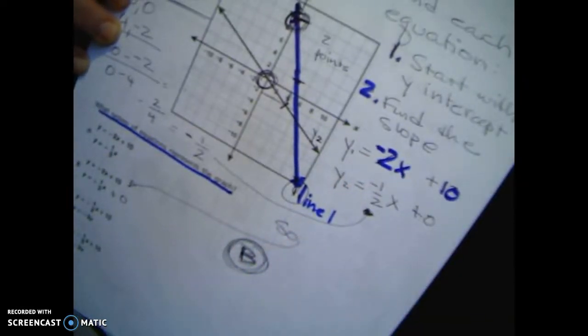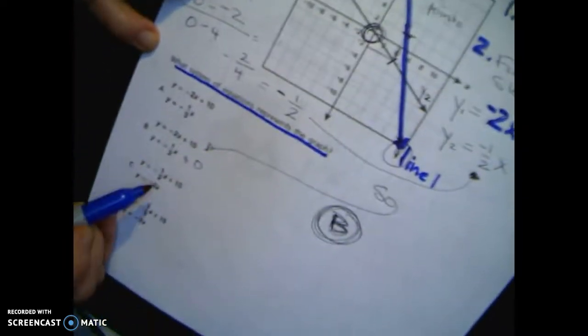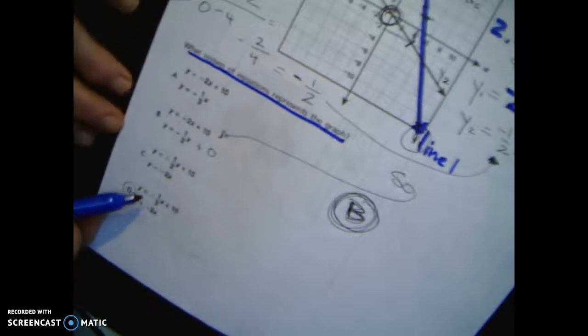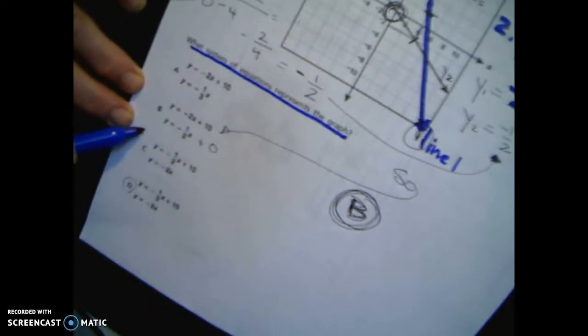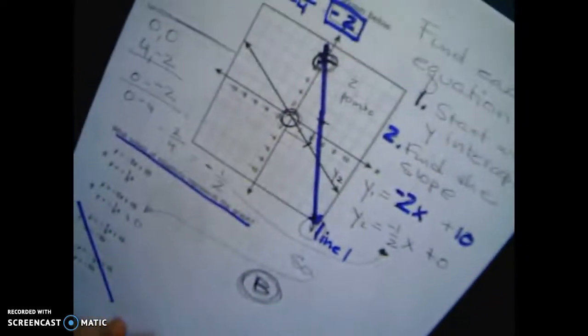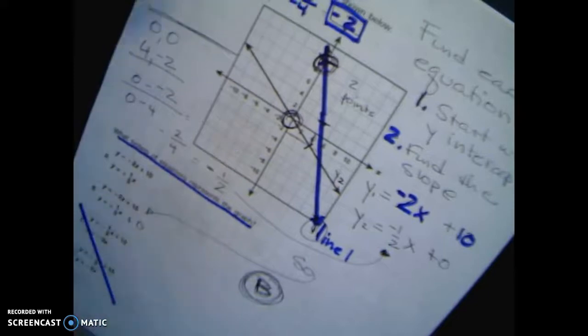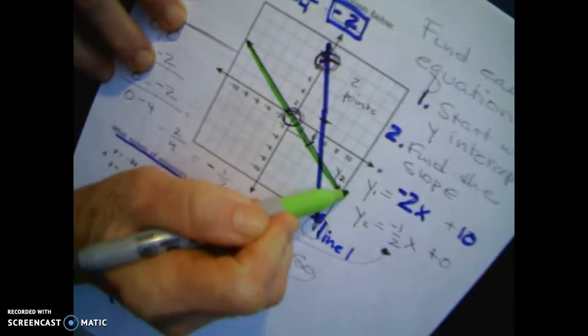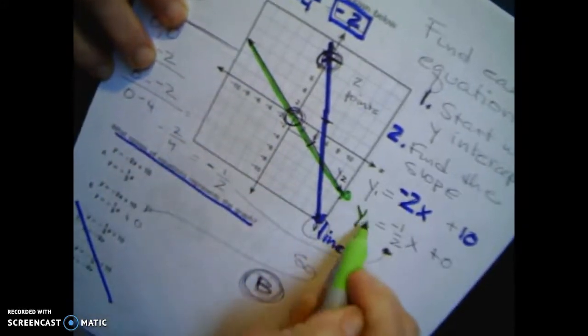Great. Now I look down and see if I have more than one choice. Actually, I can now get rid of 2 choices. I can get rid of C and D because they have the wrong equation. But I now have to find the slope for the second line. So let's go back and try to do that. The second line, I'll do this one in lime green, and let's call this y2.